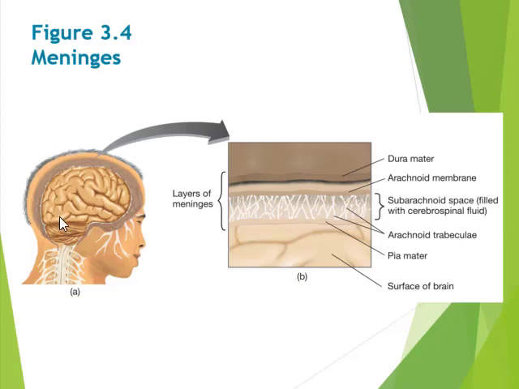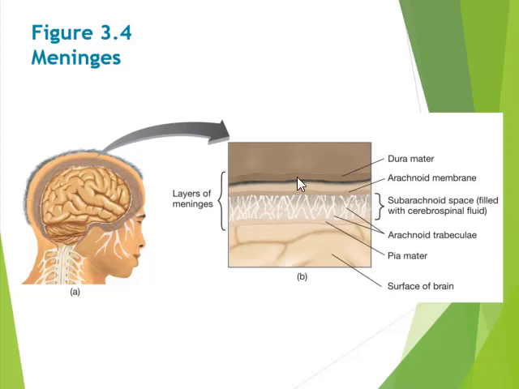So here is the brain, right? You see the skull, and in between the skull and the brain tissue are these meninges. And in layers, going from top to bottom DAP, we have the dura mater, we have the arachnoid membrane, and we have the pia mater. And then here's the brain tissue itself, the cortex and its convolutions depicted as the surface of the brain down here. So filling the subarachnoid space is cerebral spinal fluid.